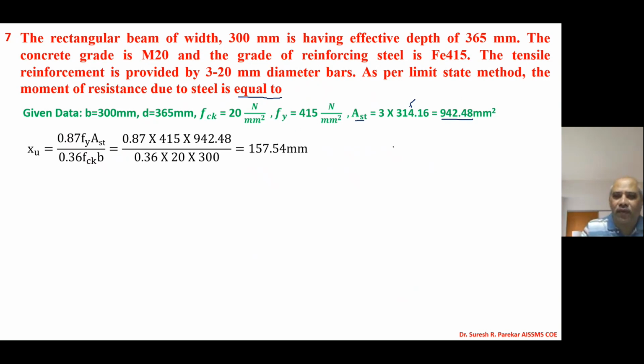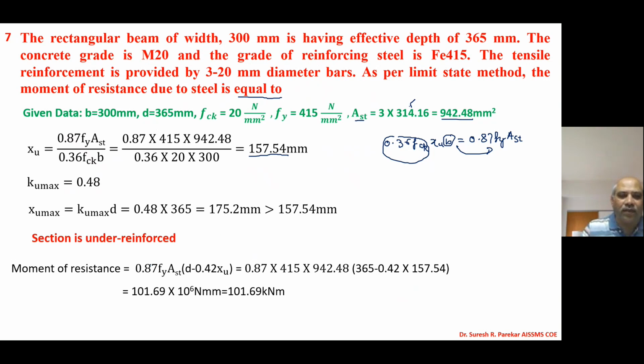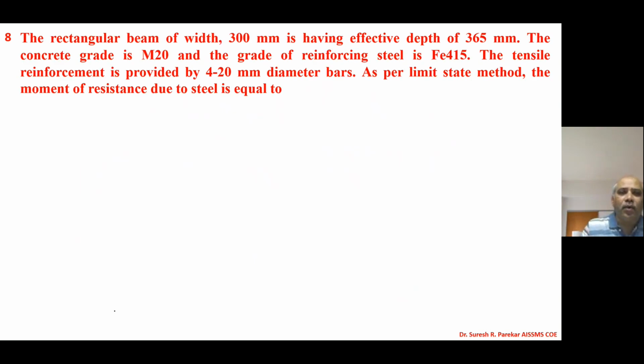Then from this, because we know the formula that is 0.36 fck Xu into b is equal to 0.87 fy Ast, from this we can find the value of Xu, that is 0.87 fy Ast, and this portion 0.36 fck into b will go in the denominator, which will give me 157.54 millimeters. Then Xu max we have 0.48 d. Already we have taken this problem in class also, and it will give me the value of moment of resistance as 101.69 kilonewton meter.